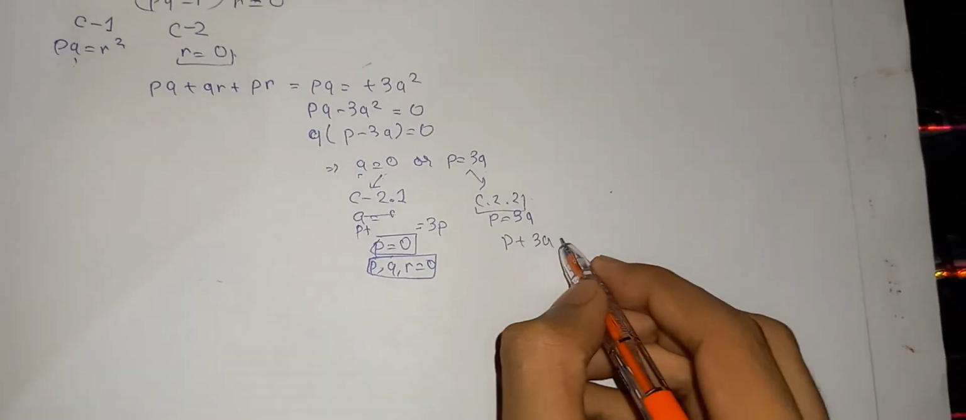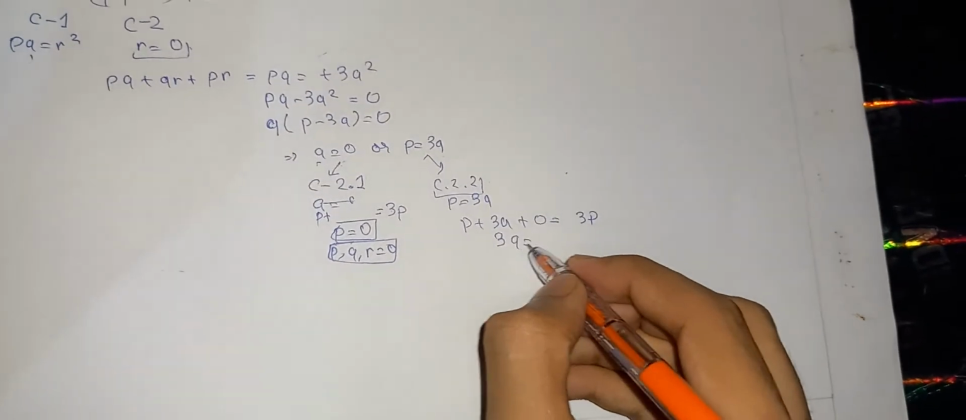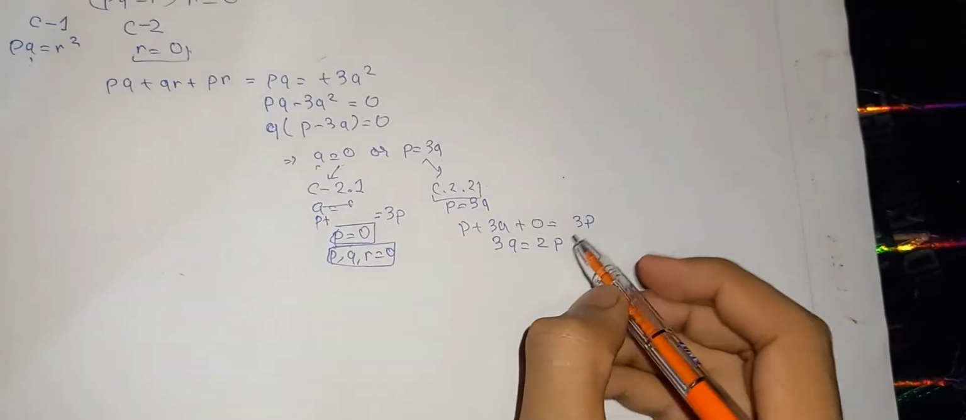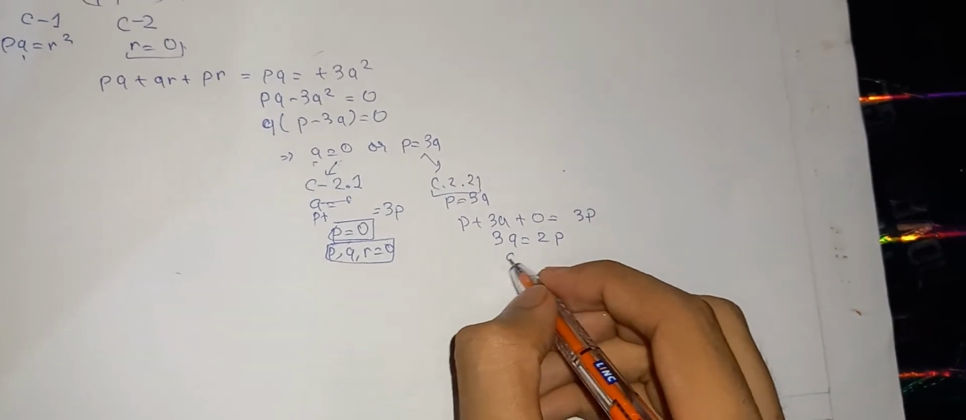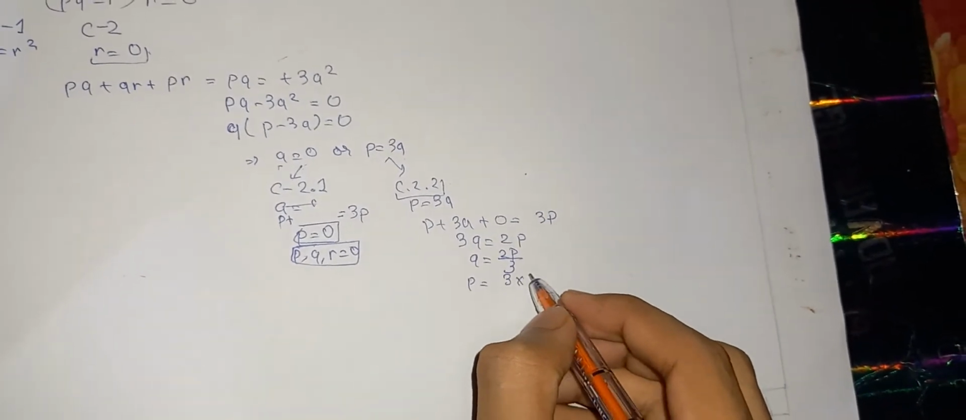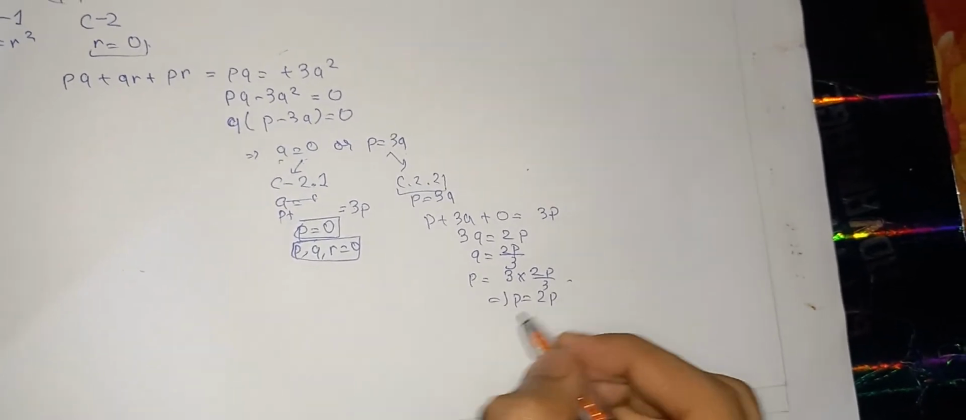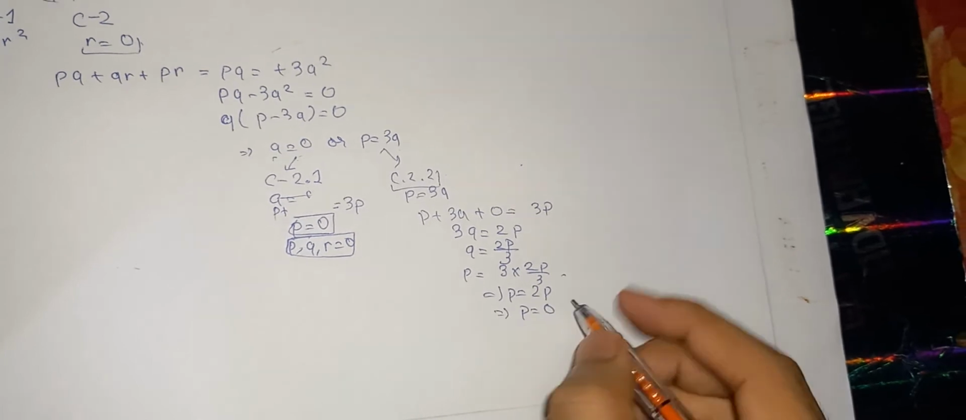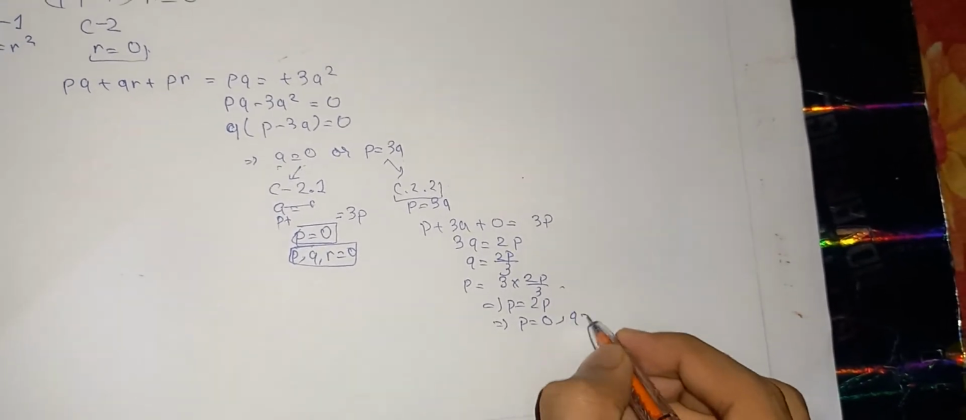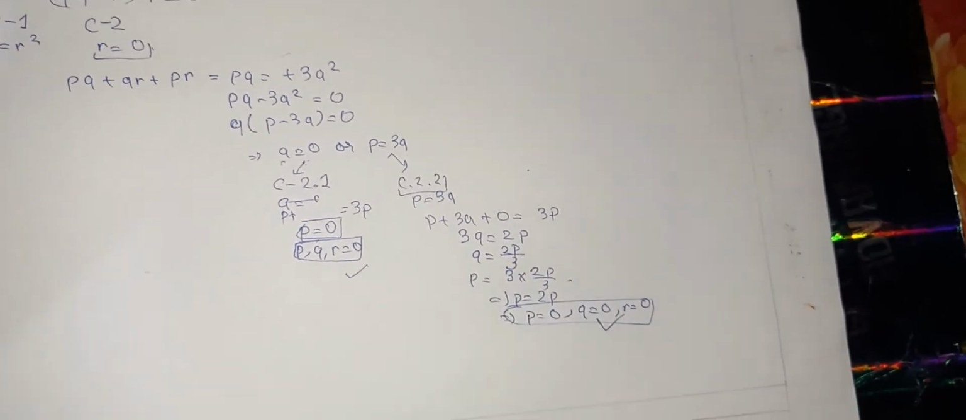Now coming to case 2.2, p equals to 3q. Now I will plug it here and I will get p plus 3q plus 0 equals to 3p. So this gives us 3q equals to 2p, and this gives us q equals to 2p by 3. Now we have p equals to 3q, so p equals to 3 times 2p by 3, which gives us p equals to 2p, and this is again possible only if p equals to 0. So this gives us p equals to 0, therefore q equals to 0 and r equals to 0.